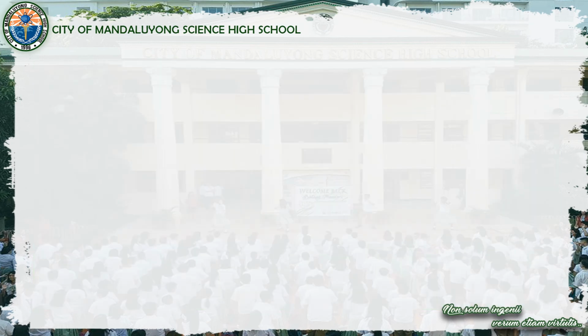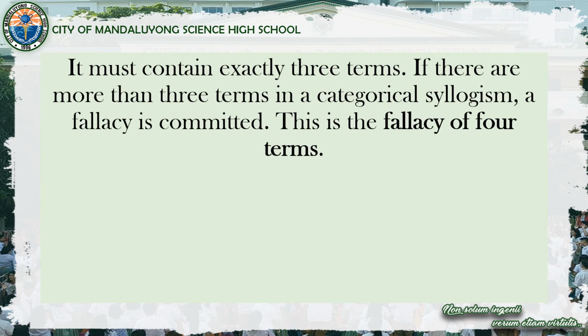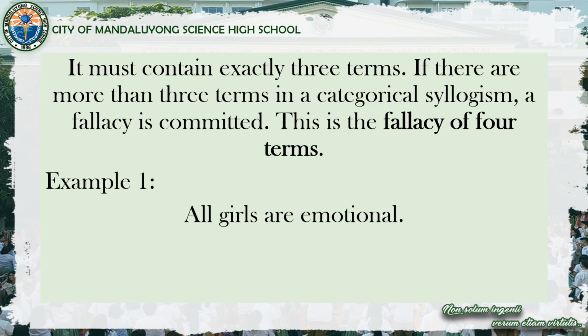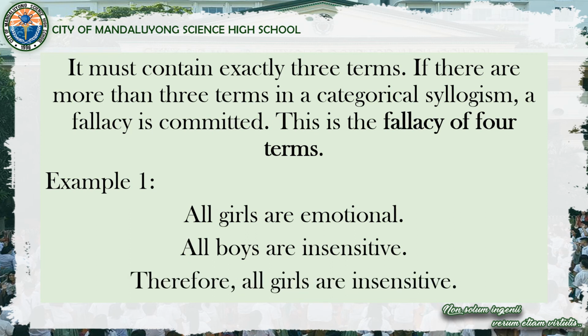Now, to evaluate the validity of a categorical syllogism, aside from the rules mentioned, some are listed below. And these are the fallacies of syllogism. It must contain exactly 3 terms. If there are more than 3 terms in a categorical syllogism, a fallacy is committed. This is the fallacy of four terms. So exactly 3 terms, remember that. For example, all girls are emotional, all boys are insensitive. Therefore, all girls are insensitive.